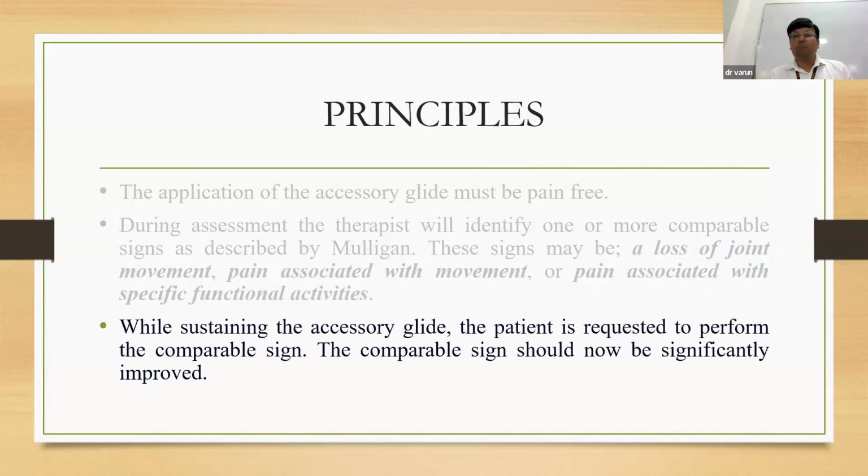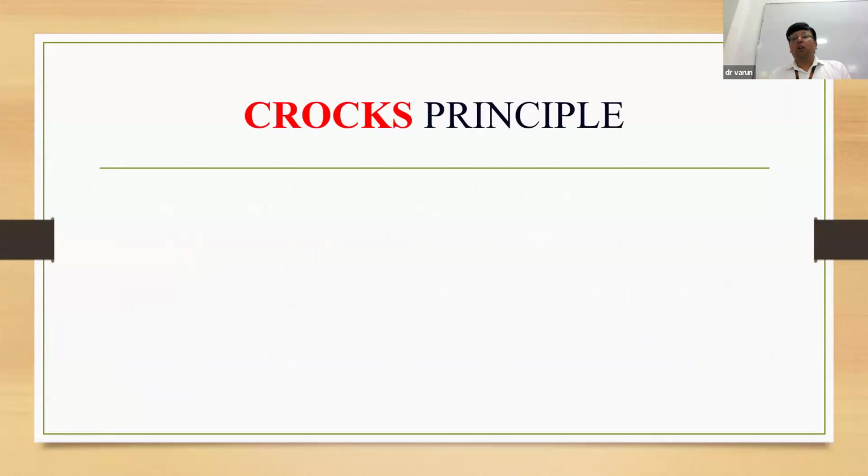If the patient was feeling pain before the start of the treatment, during the treatment I will ask the person whether they are feeling any pain or not. If the patient reports that they are not feeling any pain during the application, that means my technique is correct. After the completion of the treatment, I will immediately ask the patient again whether they are feeling the same symptoms as before the treatment. If the patient responds that the symptoms are already relieved, that means my treatment was successful. So all these are the principles of Mulligan.